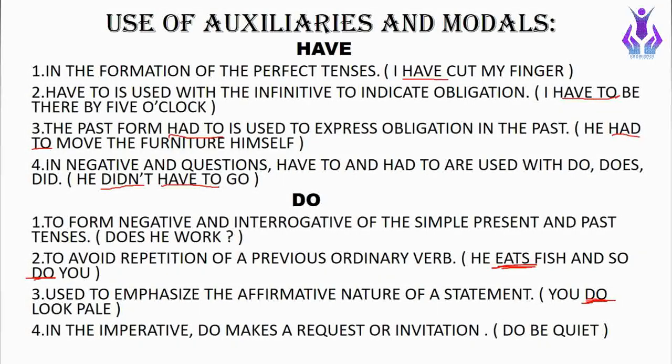The next one is that in the imperative, do makes a request or invitation. Do is also used in imperative sentences to make a request or invitation. For example, do be quiet. Here do is used as a request, so we use it in imperative sentences.